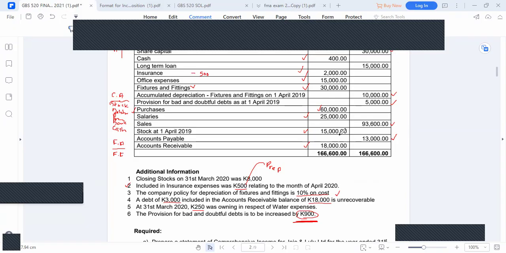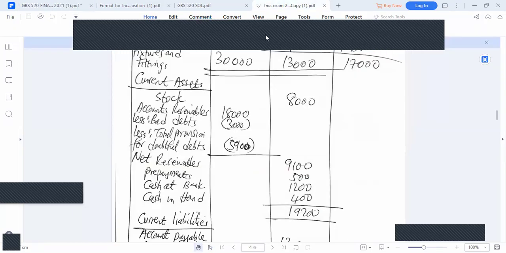We subtract all these from our account receivable of 18,000. So this is where the calculation is coming from. So 18,000 minus 3,000 minus 5,000 minus 900. So our new debtors is 9,100.